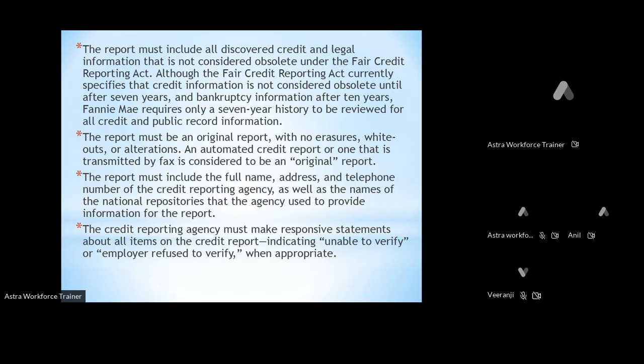Continue. The report must be an original report with no erasures, whiteouts, or alterations. An automated credit report or one that is transmitted by fax is considered to be an original report. The report must include the full name, address, and telephone number of the credit reporting agency, as well as the names of the national repositories that the agency used to provide information for the report. The credit reporting agency must make responsive statements about all the items on the credit report, indicating unable to verify or employer refused to verify.